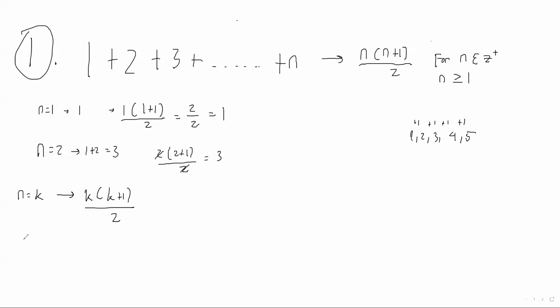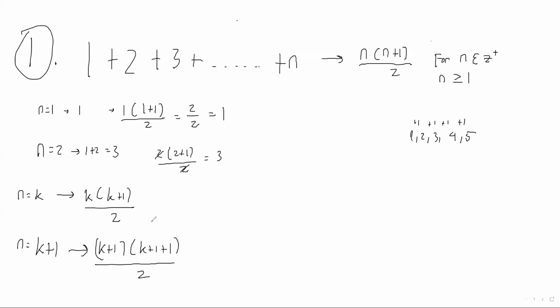So now let's try to make n equal to k plus 1, like this. So what do we have here? The formula becomes, we change every n in the original formula into k plus 1. We're going to end up with k plus 1 bracket, and then open bracket, k plus 1 plus 1, and then divided by 2.